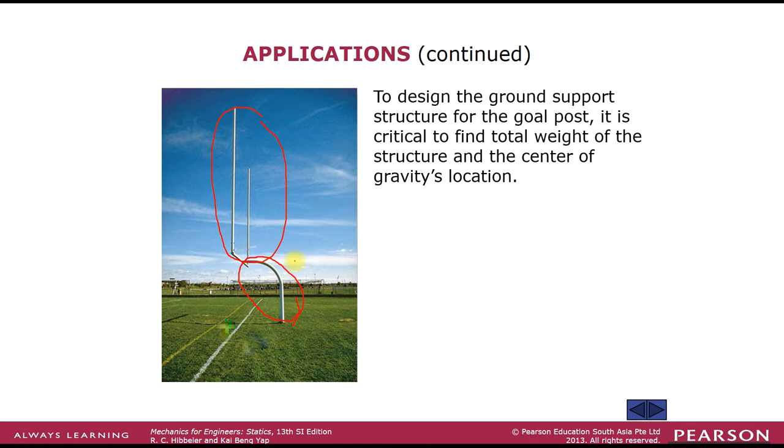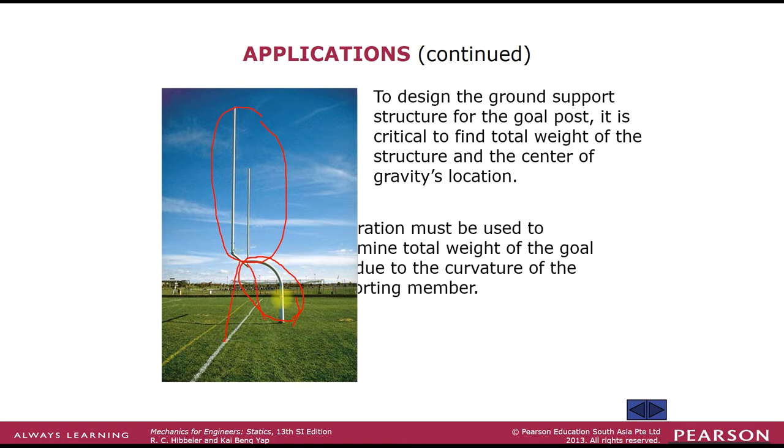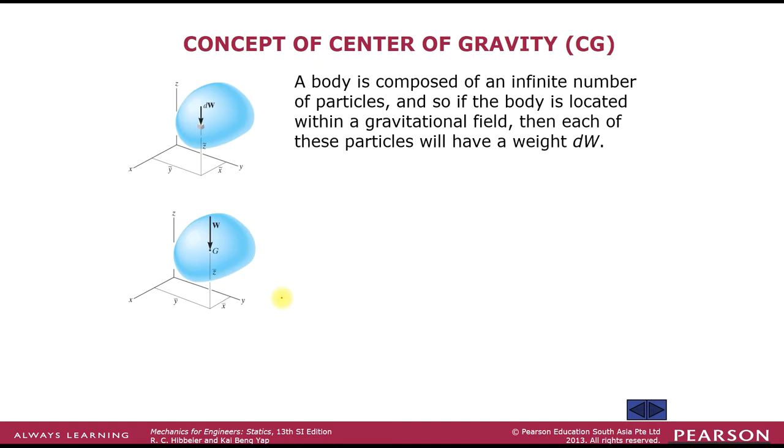So integration must be used to determine the total weight of the goalpost due to the curvature of the supporting member. And how do you determine the location of the overall center of gravity? This is an important question. The concept of the center of gravity is that a body is composed of an infinite number of particles, regardless of its shape or size. If it is located within a gravitational field, meaning it is being acted on by gravitational pull, for example any object here on Earth, then all objects on Earth are subject to gravitational pull toward the center of the planet Earth.